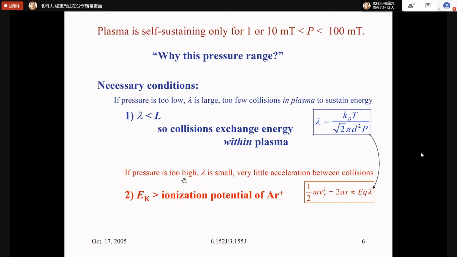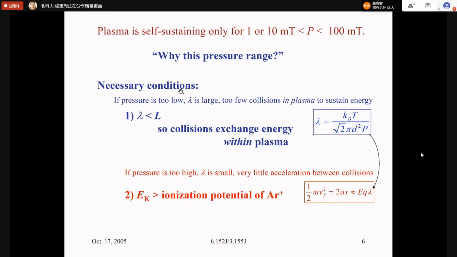But if pressure is too high, in that case lambda is small. The pressure is high, lambda is small, and there is very little oscillation between collisions, because you don't have enough distance to accelerate your ions before they collide, right? Makes sense, right? That's the reason. If you want to generate plasma, the pressure cannot be too high.